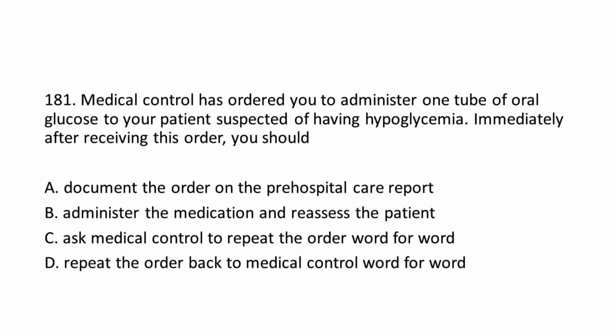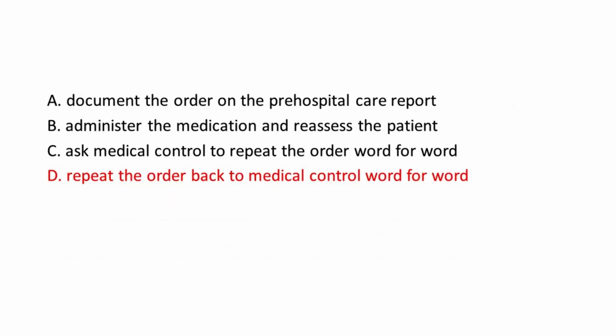181. Medical control has ordered you to administer 1 tube of oral glucose to your patient suspected of having hypoglycemia. Immediately after receiving this order, you should: A. Document the order on the pre-hospital care report. B. Administer the medication and reassess the patient. C. Ask medical control to repeat the order word for word. D. Repeat the order back to medical control word for word. The answer is D. Repeat the order back to medical control word for word.